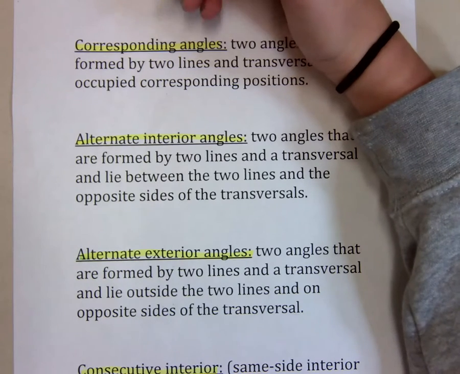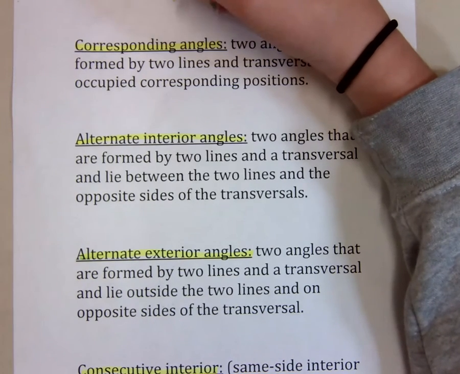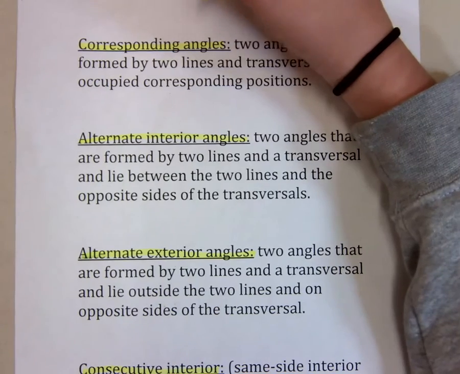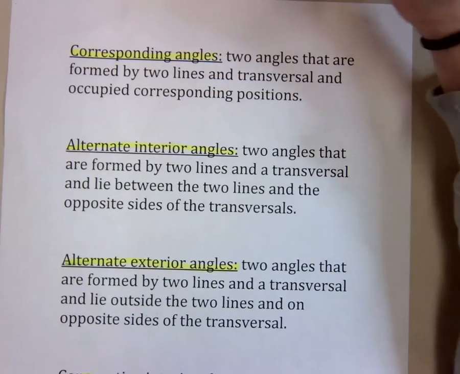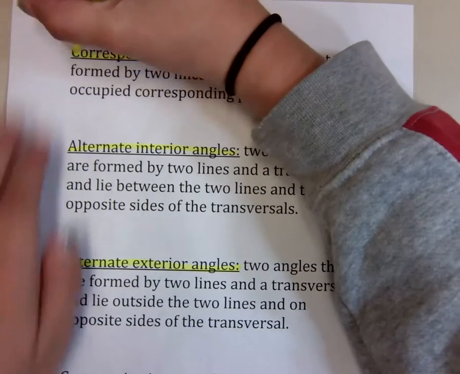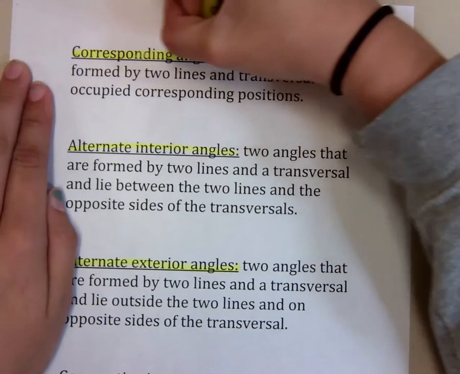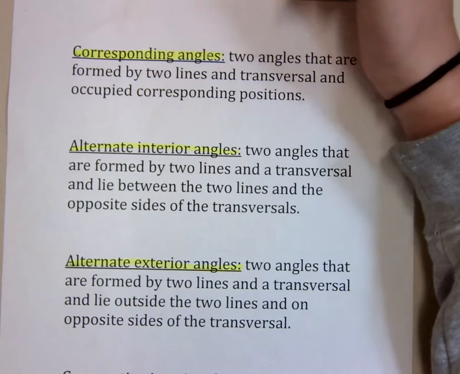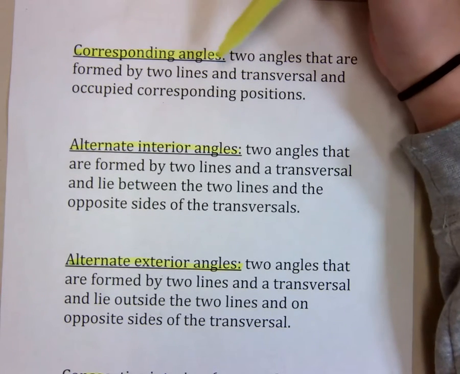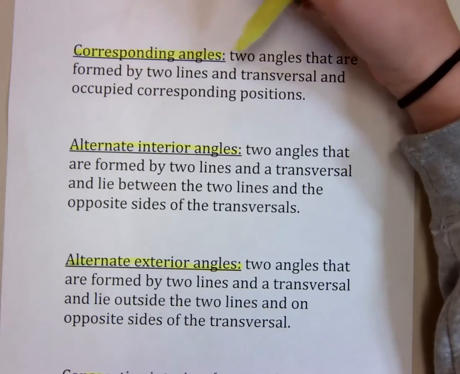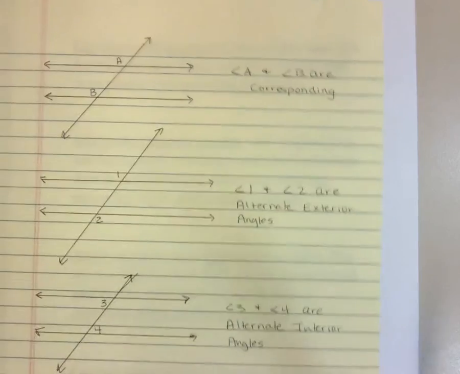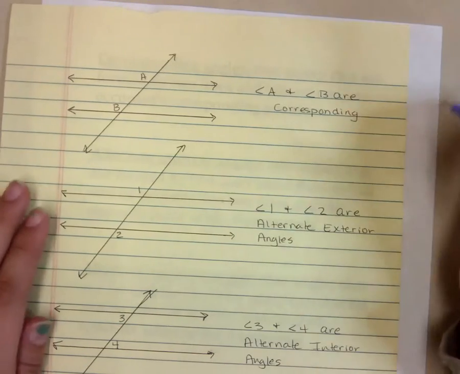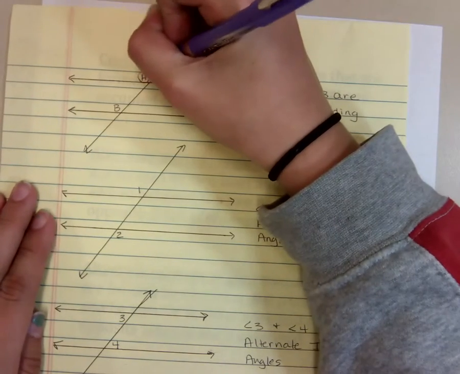Okay, this is section 3.2, the use of parallel lines and transversals. And we're going to start this off with vocab. The first thing we have here is corresponding angles. Corresponding angles are two angles that are formed by two lines and a transversal and occupy corresponding positions. So an example of this would be angles A and B right here.